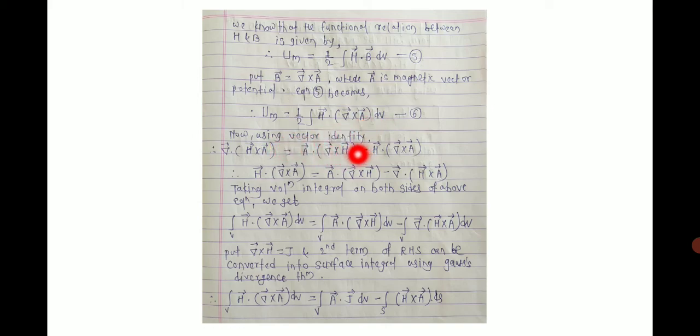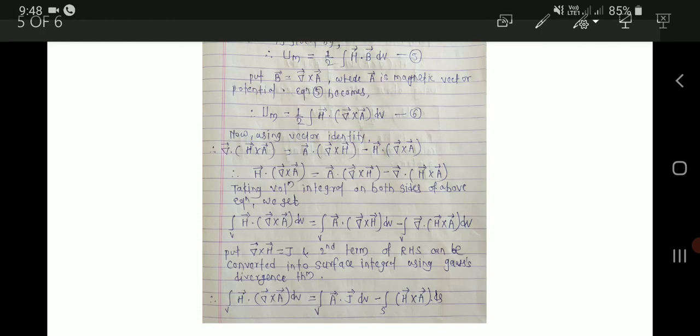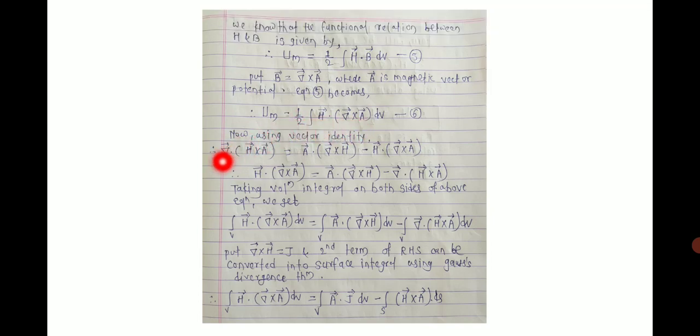Now by using the vector identity, del dot H cross A is equal to A dot del cross H minus H dot del cross A, we transform terms, and the expansion of H dot del cross A is equal to A dot del cross H minus del dot H cross A. Taking the volume integral on both sides of the above equation, the volume integral of H dot del cross A dV is equal to integration over volume of A dot del cross H dV minus integration of del dot H cross A dV.